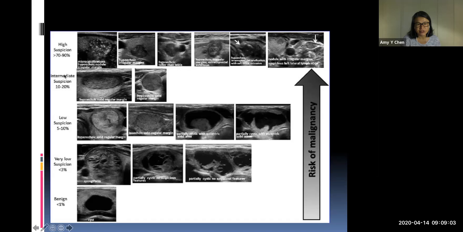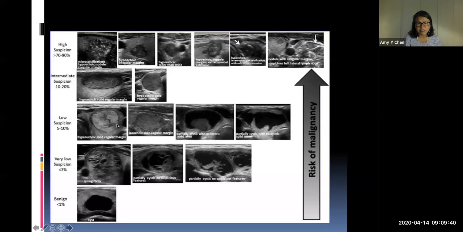So you can see here, these are the different risk categories: high suspicion, intermediate suspicion, low suspicion, very low suspicion, and benign, and some of the characteristics. So here you can see microcalcifications. Here are some hypoechoic irregular borders, taller than wide. This one also has irregular borders, a little bit of extension outside of the thyroid capsule. This one looks like it has a lymph node over here. These are intermediate suspicion. They're solid. They have regular margins, but they're slightly hypoechoic.